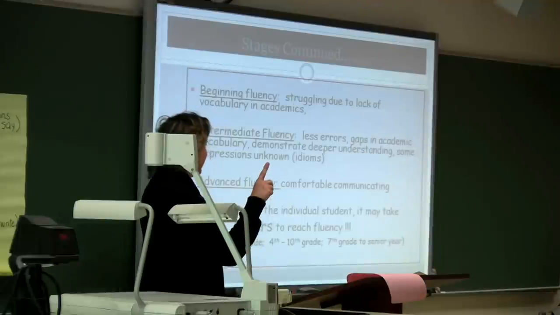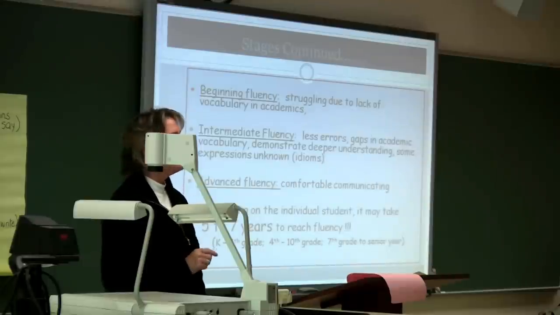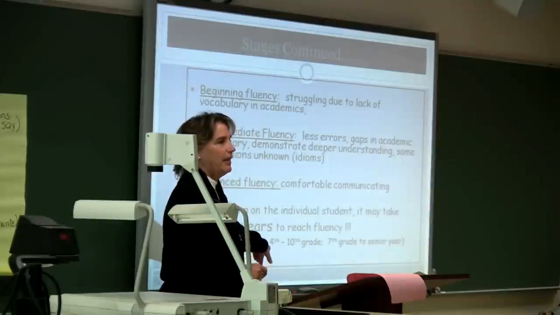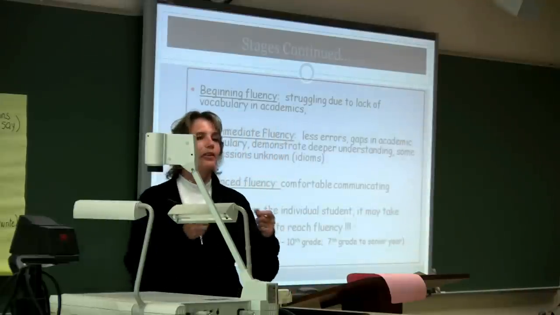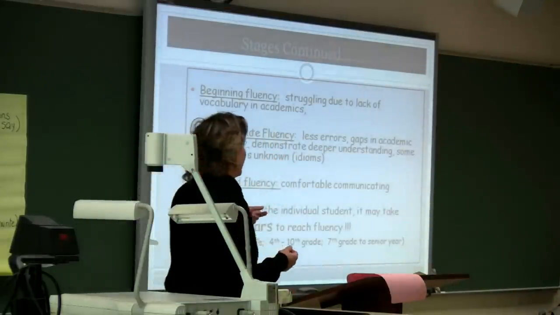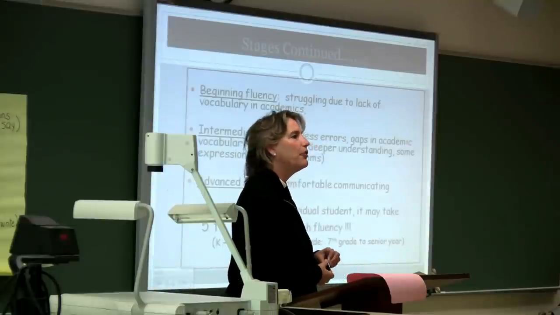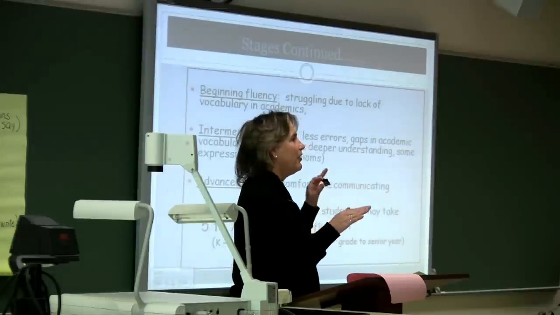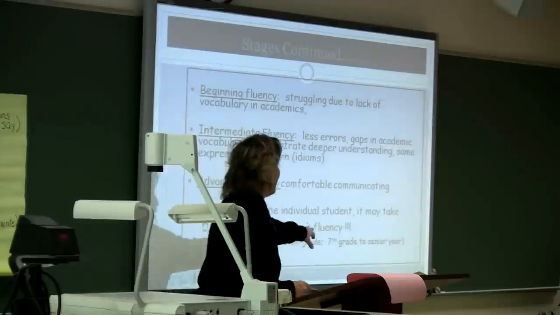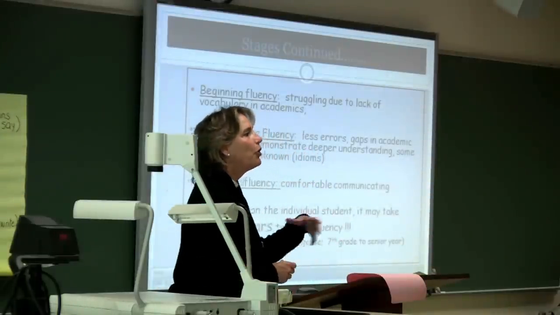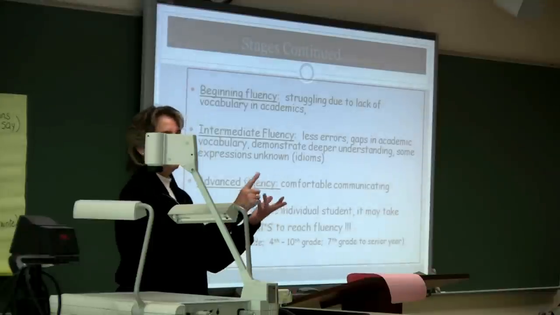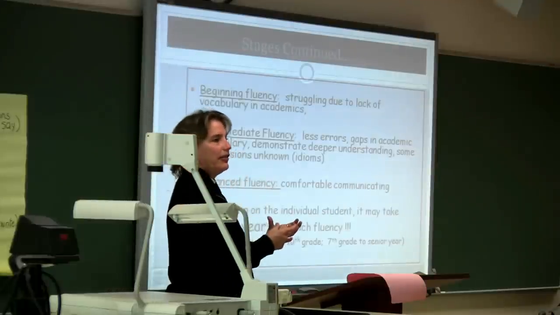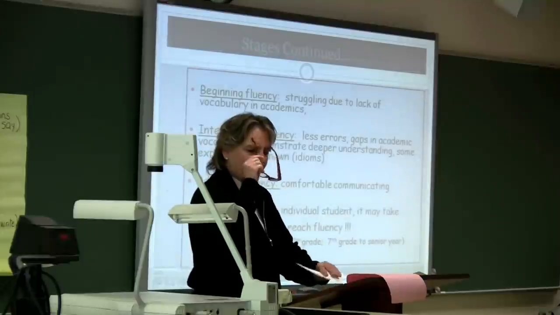Think about this. It's 5 to 7 years to reach fluency. So if a student comes to you in kindergarten, they will not be fluent in English until they are in the 5th grade. If they come to you in 4th grade, they will not be as fluent as their peers until the 10th grade. If they come to you in 7th grade, it will take them almost to senior year before they become as fluent as their peers. It's not going to happen overnight, especially with high schoolers who have to learn the academic language of chemistry, biology, geometry, and world cultures as well as English at the same time.